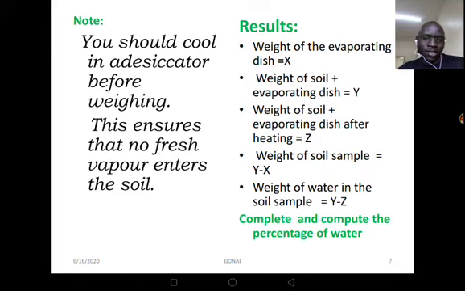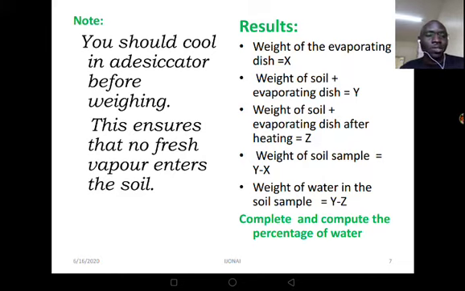Y is the weight of evaporating dish plus the fresh soil minus X, which is the weight of the evaporating dish alone. Then the weight of the water in the soil sample is Y minus Z, where Y is the weight of the soil plus the evaporating dish minus Z, which is the weight of the dry soil plus the evaporating dish. That one will be the weight of the water. The difference of the two is the weight of the water.